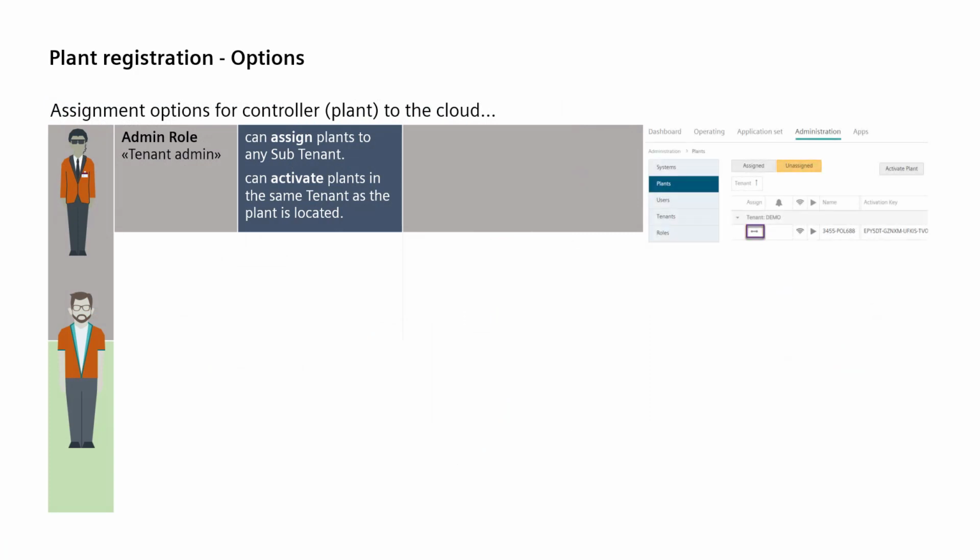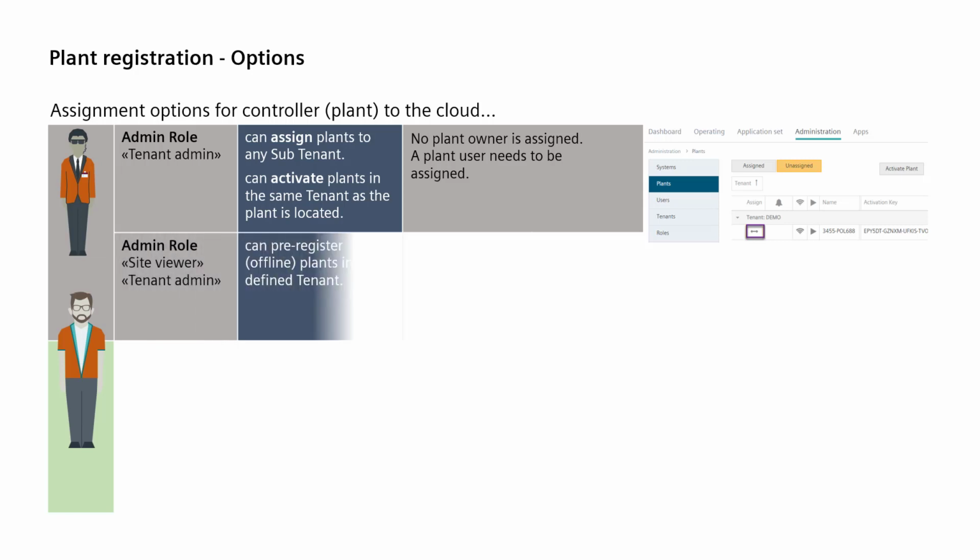Various options are possible to assign and activate a controller. A tenant administrator can assign plants to any subtenants. In order to activate them, the administrator needs to be placed in the same tenant as the plant is located. For operation, the tenant administrator needs to add a plant user to the plant. A tenant admin role can pre-register the controller in a specific tenant with its activation key and application info mapping. The activation key is integrated in the DMC code and can be scanned from the packaging.